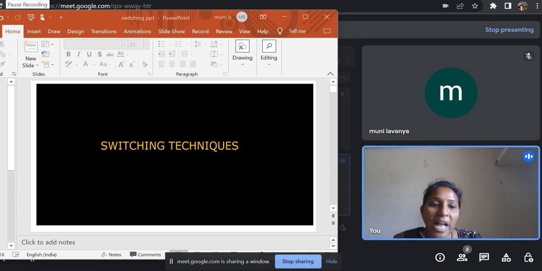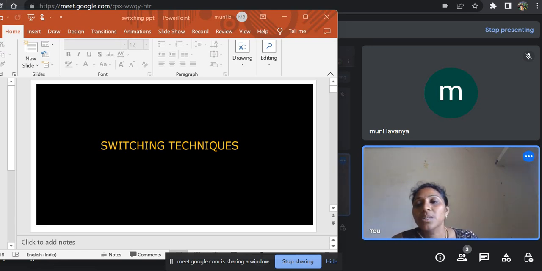When we have a number of ways, we switch to one way to reach the destination, to reach the result in the best manner. Similar to that, the switching technique in computer networks does the same thing. In computer networks, we are transmitting the data from one place to another place.